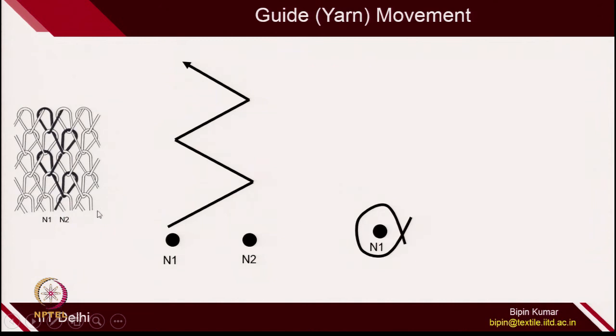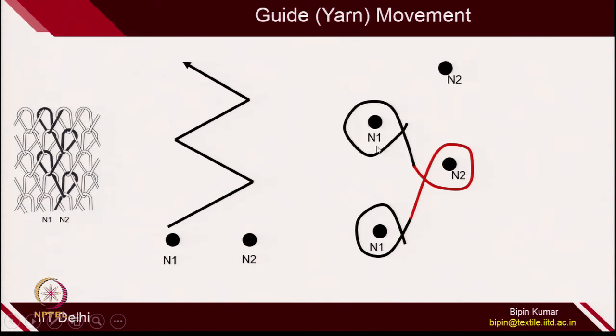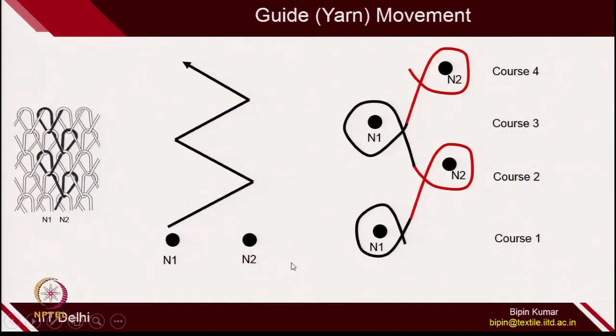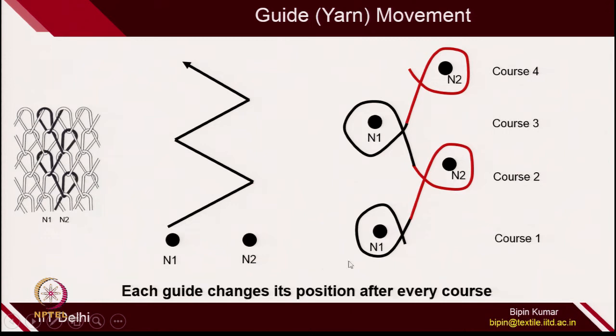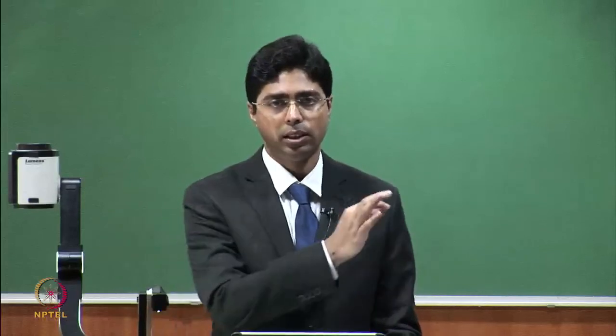So, first it makes the loop on N1, then it makes the loop on N2, then on N1, then again N2. This is how each individual guide attached to that guide bar will be following this sequence. Each guide on the machine will be switching from one needle to another needle in alternating courses. In the first course, it is with N1. In the second course, the same guide is moving to N2 needle. So, each guide changes its position after every course. There are almost 1000 guides on the bar, and all guides will be doing exactly the same function.